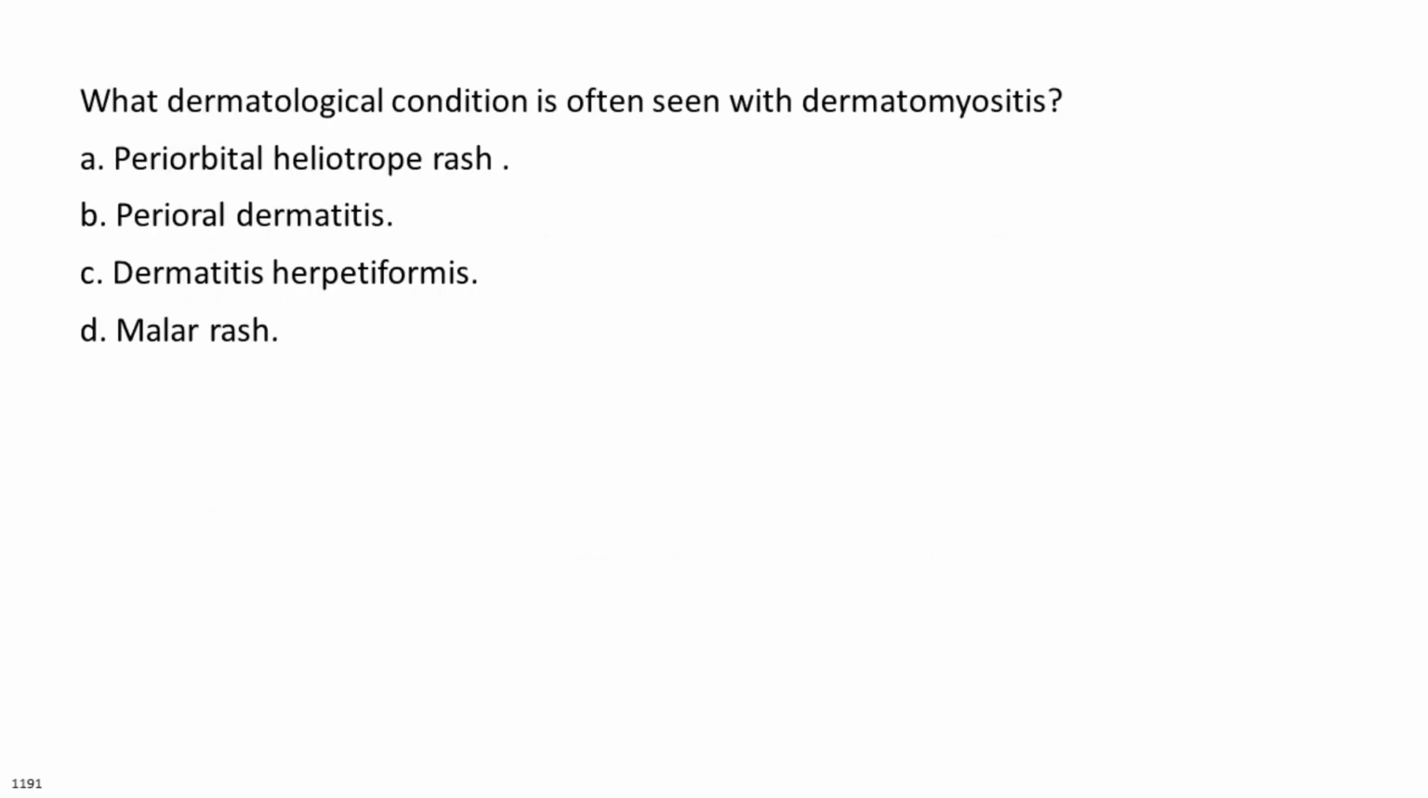What dermatological condition is often seen with dermatomyositis? A. Periorbital heliotrope rash. B. Perioral dermatitis. C. Dermatitis herpetiformis. D. Miller rash.